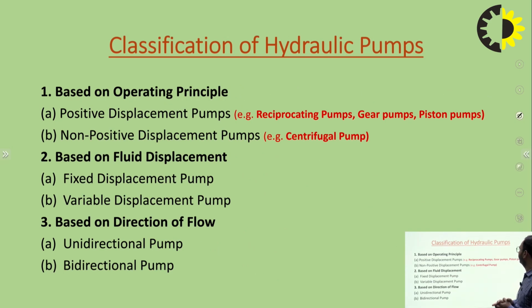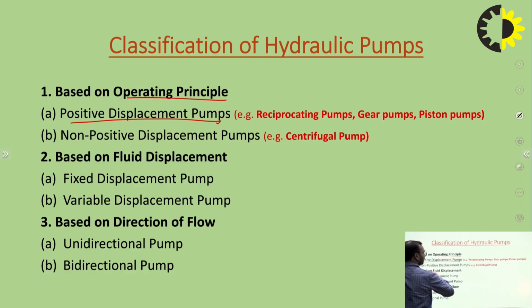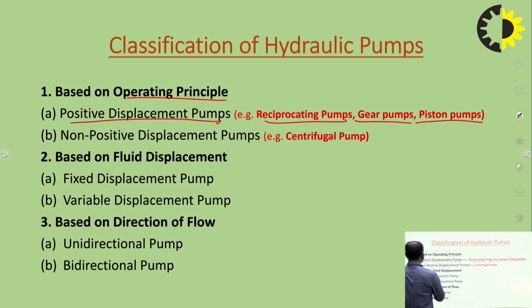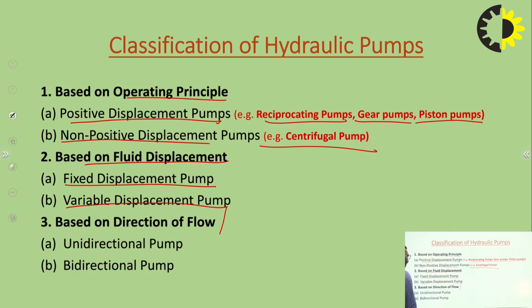Then what is classification of hydraulic pumps? So based on operating principle, the pumps are classified into positive displacement pump. Examples: reciprocating pumps, gear pumps and piston pumps are examples of positive displacement pump. Then non-positive displacement pump, example centrifugal pump. Then based on fluid displacement, pumps are classified as fixed displacement pump, variable displacement pump, and based on direction of flow, unidirectional pump or bidirectional pump. So these are the classification of hydraulic pumps.